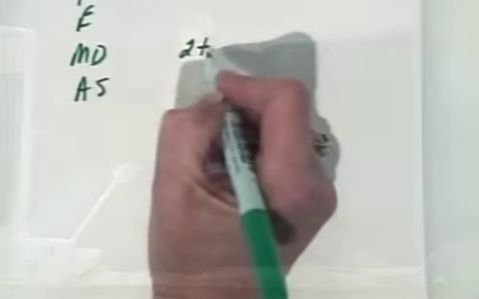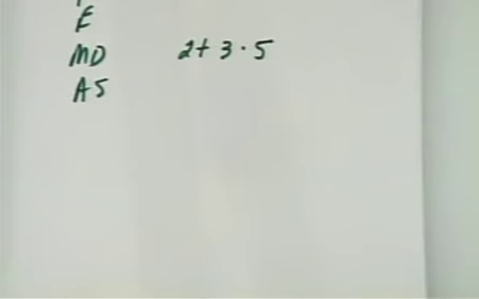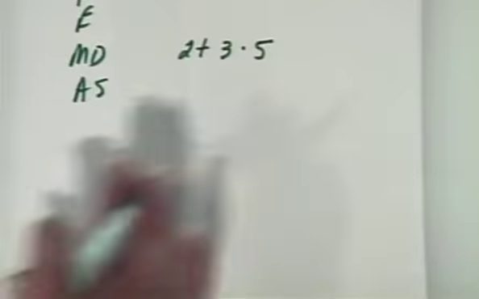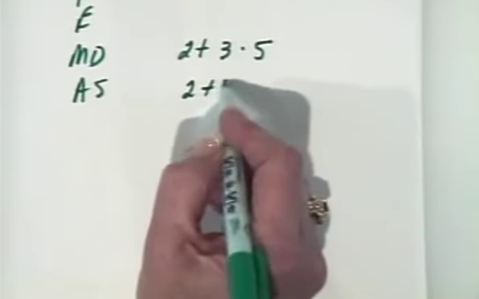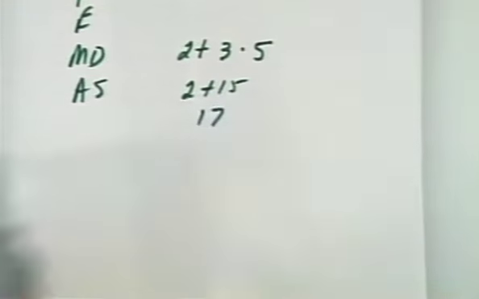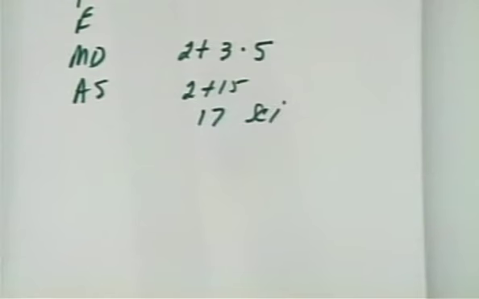Okay? So if I did 2 plus 3 times 5, and I entered that into a scientific calculator, it would do the multiplication first. The answer would be 2 plus 15. The answer would be 17. That would be in a scientific calculator. Okay? However, in a business calculator, it would just go left to right. 2 plus 3 is 5, times 5. The answer would be 25.